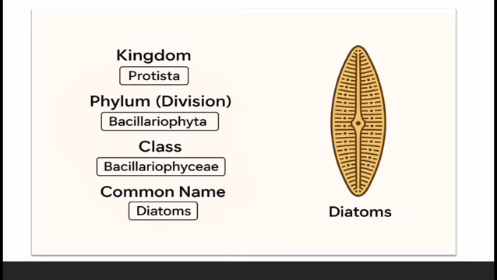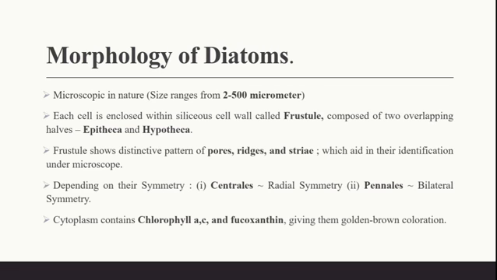So here is a pictorial representation of how diatoms look, and it also states that it belongs to the class Bacillariophyceae. Now let's get into the morphology of diatoms. They are microscopic in nature. The size ranges from 2 to 500 micrometer.